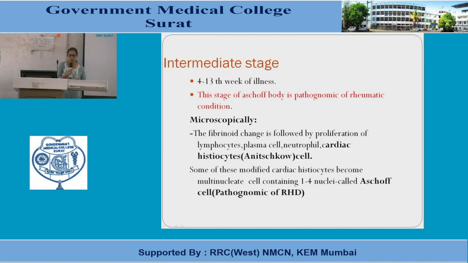The intermediate stage occurs in the 4th to 13th week of illness. This stage of Aschoff body is pathognomonic of rheumatic condition. Here, microscopically, the fibrinoid change is followed by proliferation of lymphocytes, plasma cells, neutrophils, and cardiac histiocytes, also called Anitschkow cells. Some of these modified cardiac histiocytes become multinucleated. They are called Aschoff cells, pathognomonic of rheumatic heart disease.